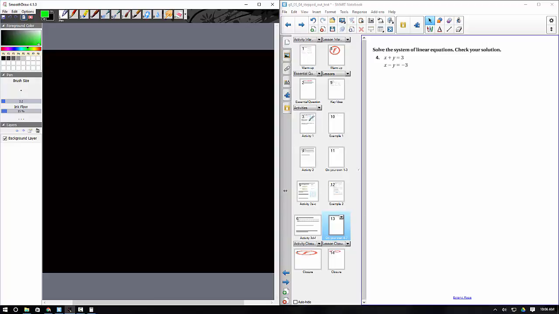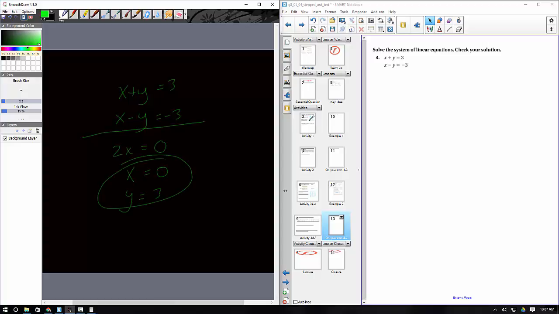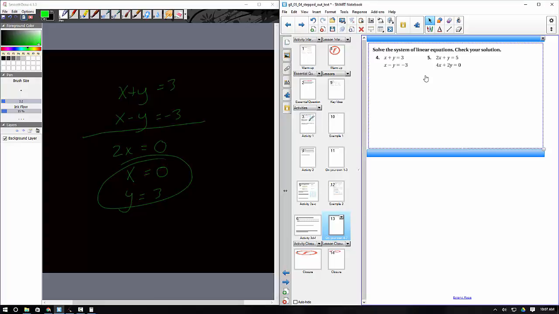So let's look at this one here. I have x plus y equals 3. And x minus y equals negative 3, right? So right now, when I add these together, I will have 2x, this goes away, and this becomes 0. And then x equals 0, and y has to equal 3. So that's my ordered pair. Remember, if you're dividing 2x by 2, or multiplying 0 by 1/2, you're going to get 0. So that's this one.